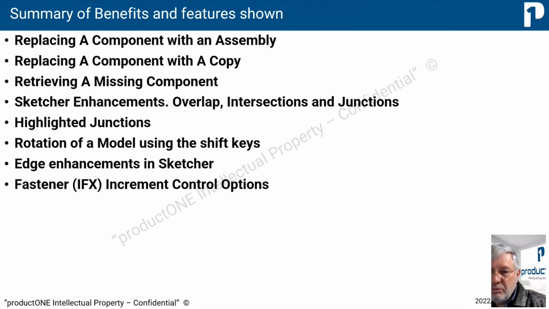Then we did rotation of a model using the shift key. So a model can be rotated by using the shift key and the up, down, left or right buttons, and you can go into File, Options, Model Display, and you can set the rotational amount to 15, 30, 45, 60 or 90 degrees. Then we did edge enhancements in Sketcher. The same selection that was used outside Sketcher can now be used inside Sketcher. And then we did Fastener IFX Incremental Control options.